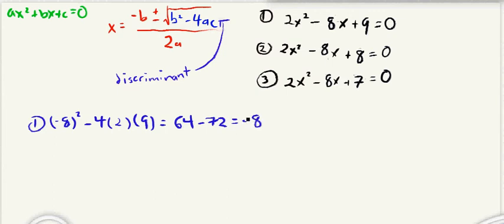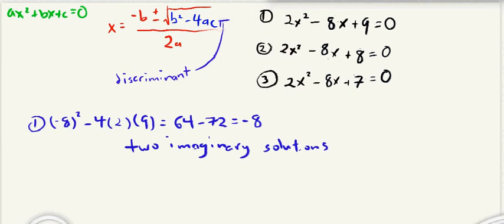Okay? And the fact that this is negative 8 right here tells us that, since it's negative, we are going to have two imaginary solutions. We don't know what those solutions are yet. We'd actually have to plug it completely into the quadratic formula to find them, but the fact that the discriminant is negative means that we're going to have two imaginary solutions.